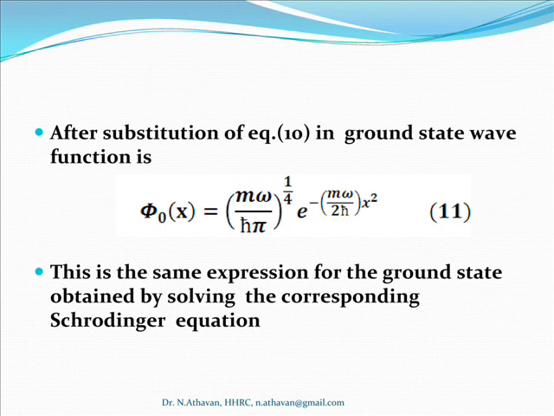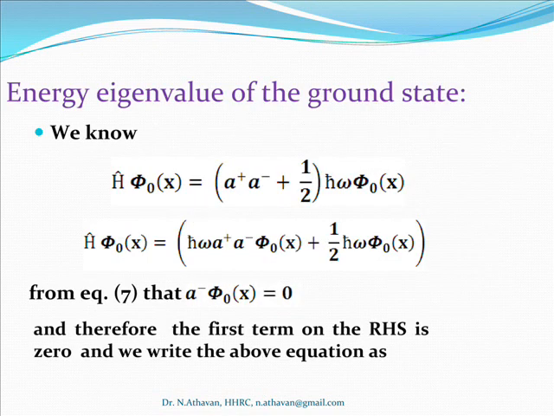φ0 of x, which is equal to (mω divided by ħπ) to the power 1/4 into e to the power minus mω by 2ħ into x squared. One can notice that this is the same expression for the ground state obtained by the Schrodinger method. Now our turn is to find the energy eigenvalue of the ground state.